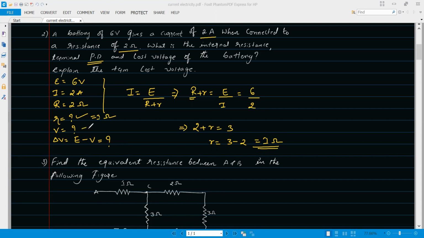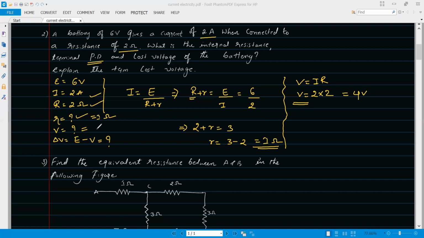Now let us go for the potential difference. Terminal potential difference: we have the formula V is equal to current into resistance. So V is equal to I, which is 2 ampere, into resistance, which is 2. So this is 2 into 2, which is 4 volt. Okay, we got this one.